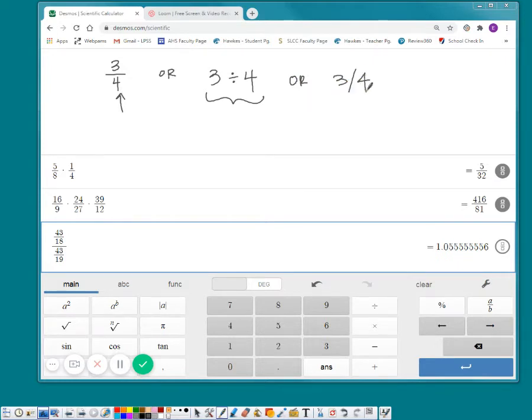These all mean the same thing. They're just 3 different ways to write a fraction. So keep in mind, when we work this example, you can write it a different way. So this is the correct problem we have, 43 divided by 18 divided by 43 over 19. And we do get this decimal.